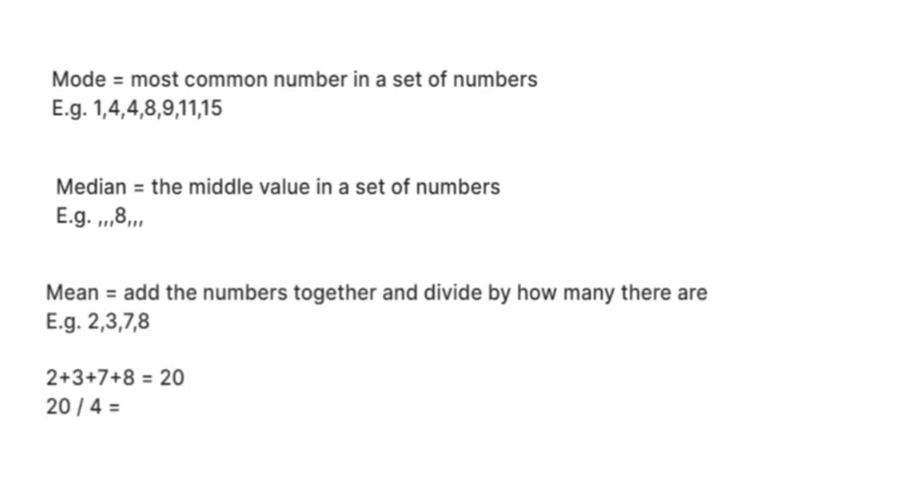And what does that equal? 20 divided by 4. 5. So in this set of numbers, the mean would be 5. Okay. Understand how that works? Yes. Good job.